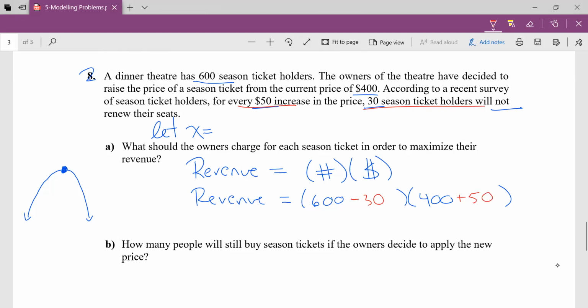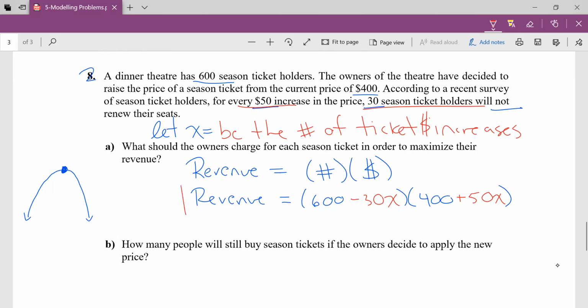Okay, but we don't know how many times they're increasing the price, and we don't know how many groups of 30 people won't renew. So here's the really important part. We're going to say X. What does X represent? Let X be the number of ticket price increases. I should have got the word price in there. Whatever, dollar bill increases. Okay, that's what that means.